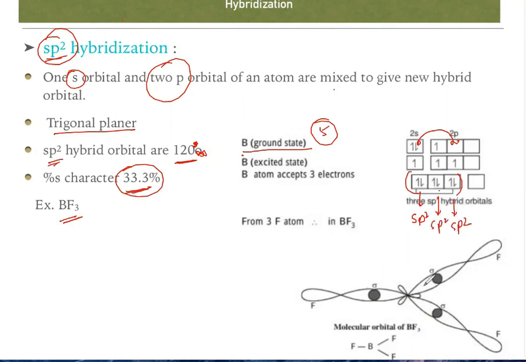So the geometry will look like this. This is the center atom, boron. This is sp2 overlapping with p, here sp2 overlapping with p, and here sp2 overlapping with p. What is the geometry? Trigonal planar. The bond angle is 120 degrees. So this bond angle is 120, this also 120, this also 120.